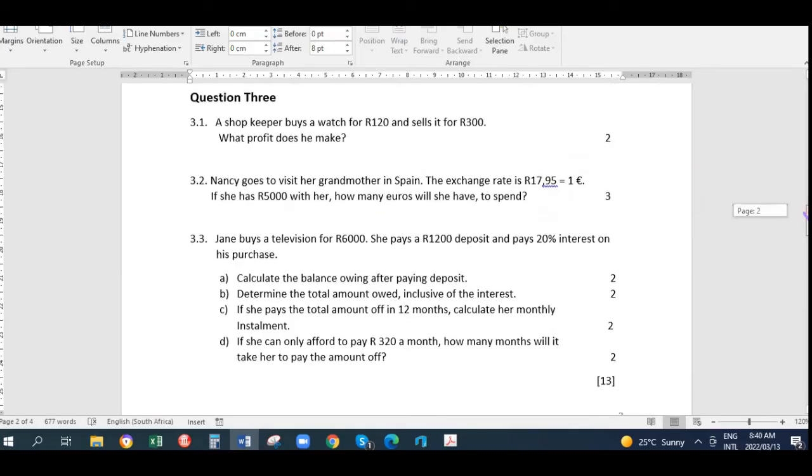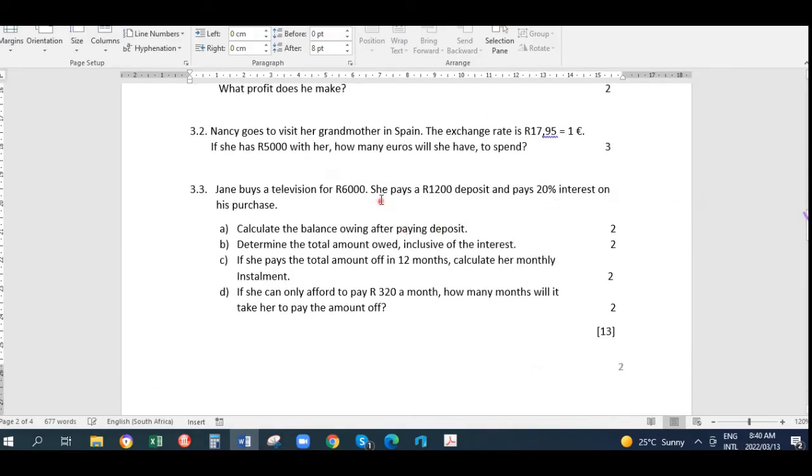Your next question has to do with hire purchase. Now, with hire purchase, you're buying something and you need to pay interest because you cannot afford to pay for the item in full. So Jane buys a television for 6,000 rand. She pays a 1,200 deposit and pays 20% interest on her purchase.